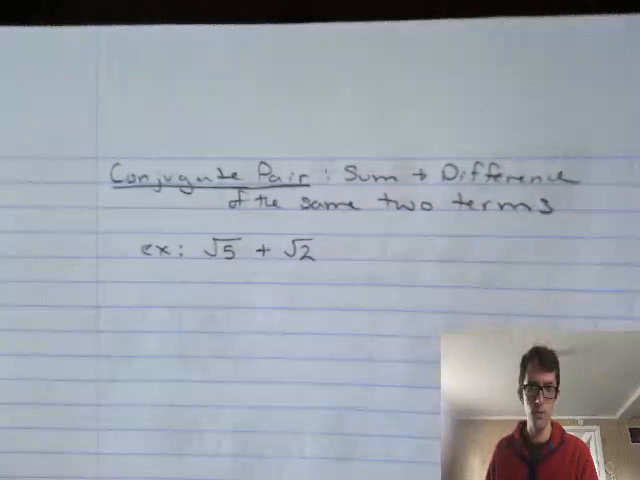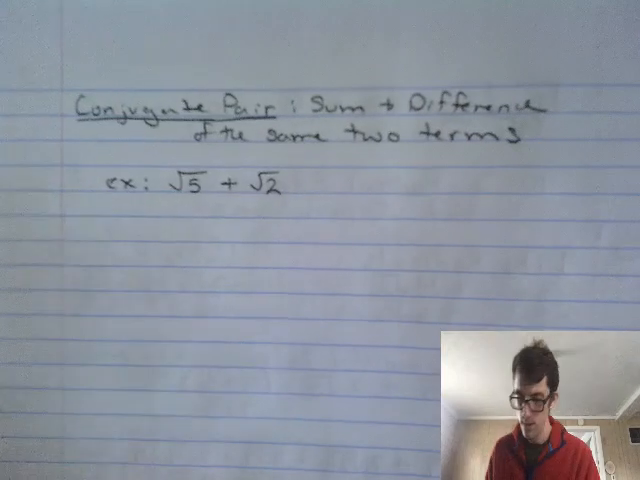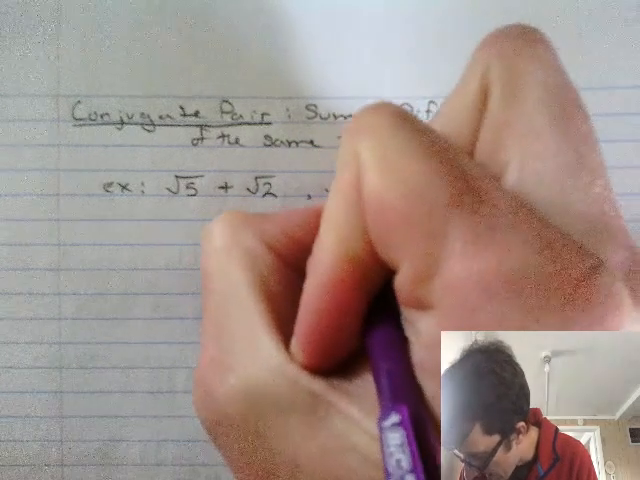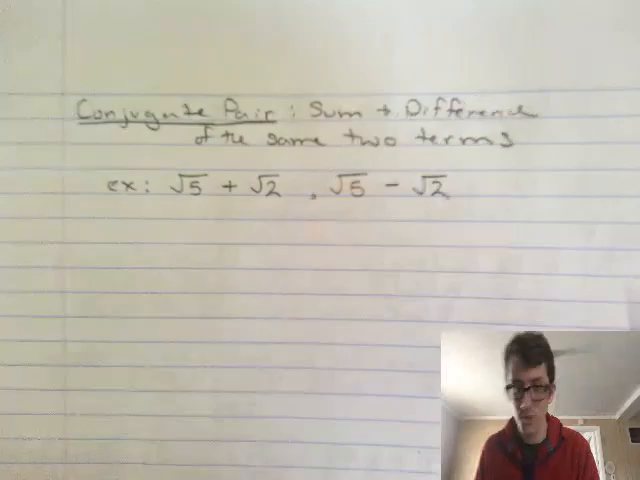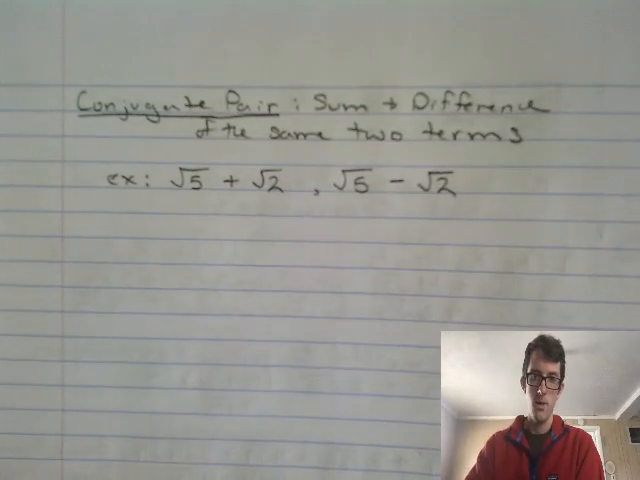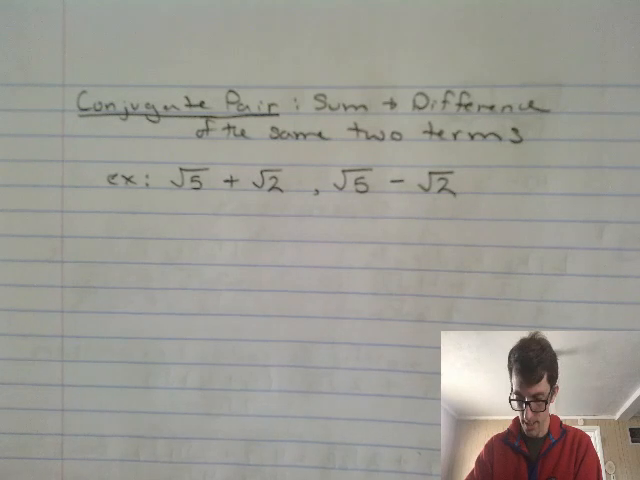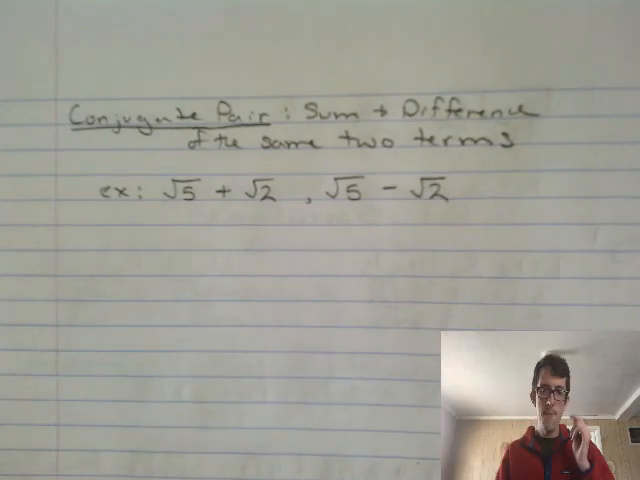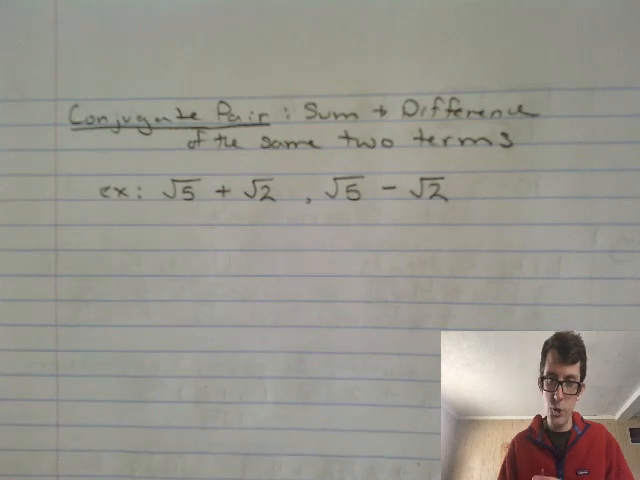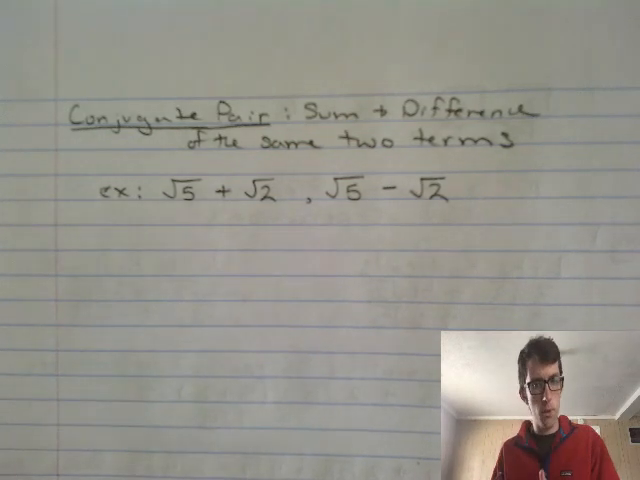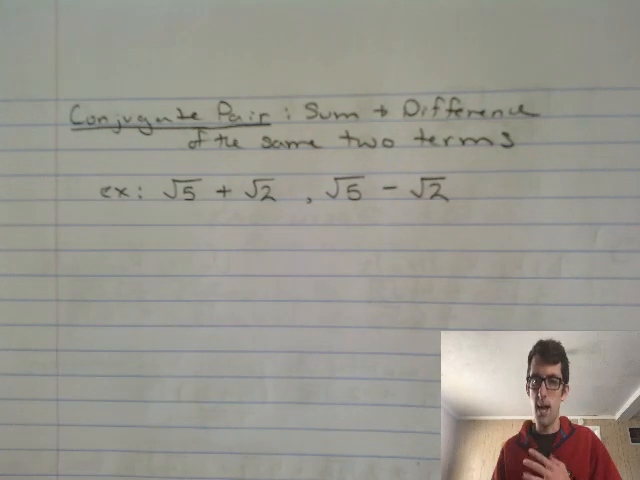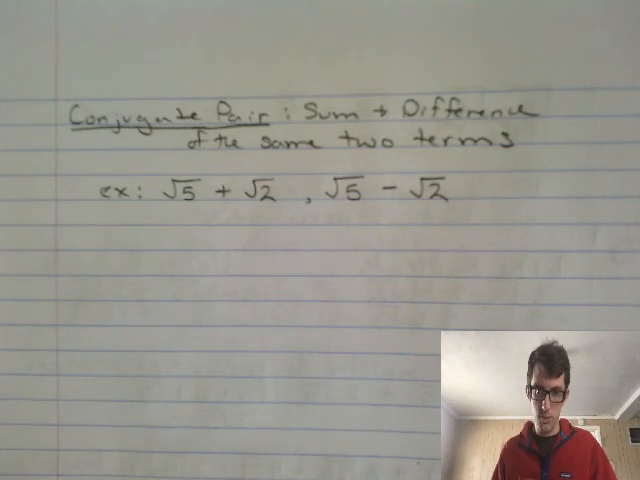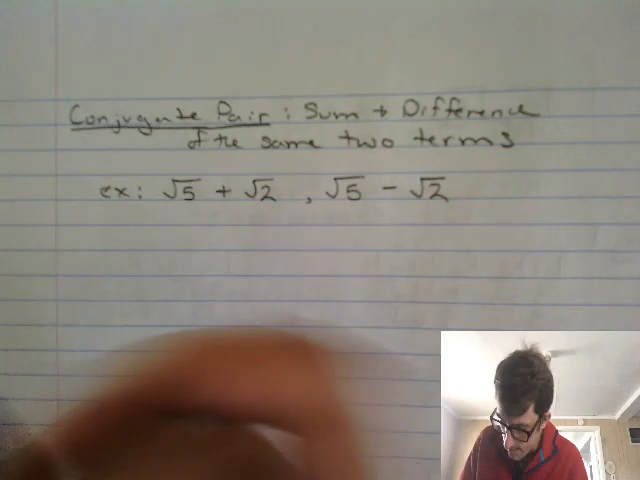Okay, so just a simple example would be the square root of 5 plus the square root of 2. Its conjugate pair would be the square root of 5 minus the square root of 2. Okay. So, as we take a look at this, let's imagine we FOILed these two expressions. We'll be doing this in our one example for today, but I think it'll be helpful to see this on its own before we implement it into an example.